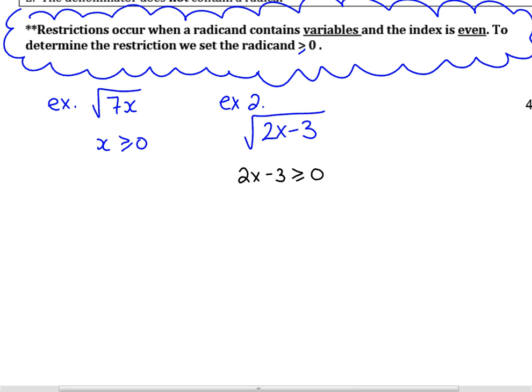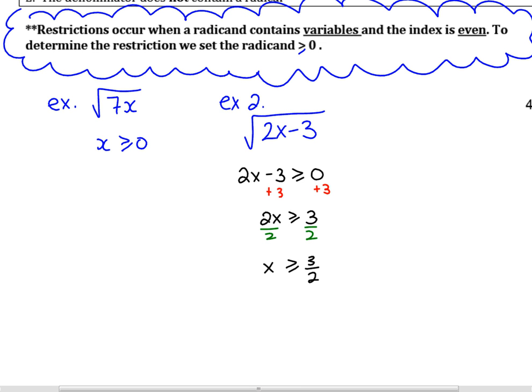So how do we solve an inequality like this? How do we isolate x? Add 3, treat it like an equal sign, and then divide by 2. And so x has to be greater than or equal to 1.5, or 3 over 2. See, if I did 1, 2 times 1 minus 3 would be negative 1, right? But 1.5, 2 times 1.5 is 3, 3 minus 3 is 0. As long as it's greater than or equal to 1.5, it will be a positive value.